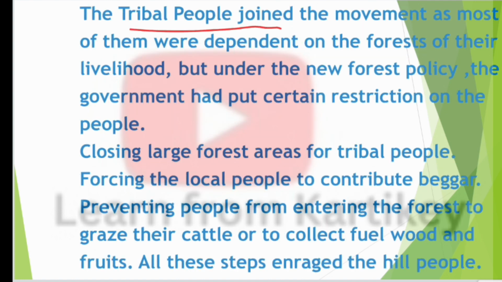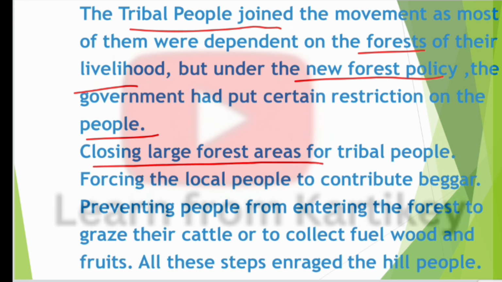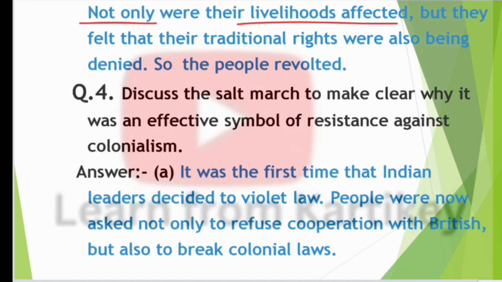The tribal people joined the movement as most of them were dependent on the forest for their livelihood, but under the new forest policy, the government had put certain restrictions on the people, closing large forest areas for tribal people, forcing the local people to contribute begar, and preventing people from entering the forest to graze their cattle or to collect fuel wood and fruits. All these steps enraged the hill people. Not only were their livelihoods affected, but they felt that their traditional rights were also being denied, so the people revolted.